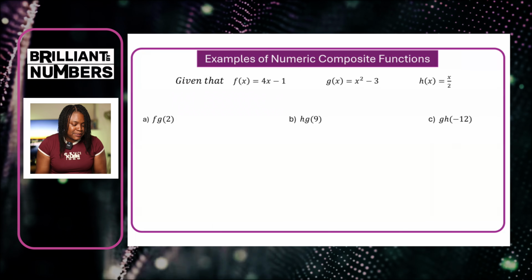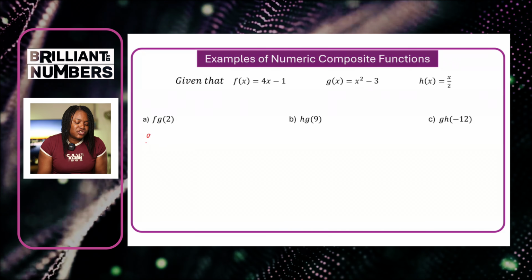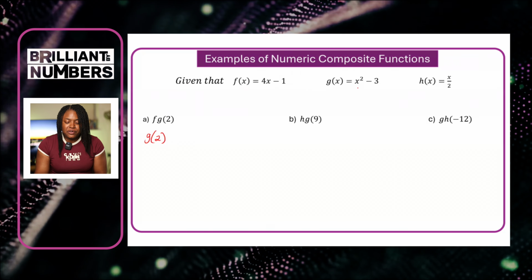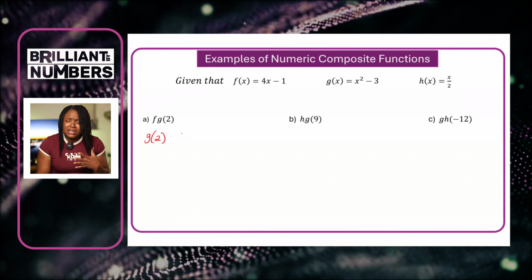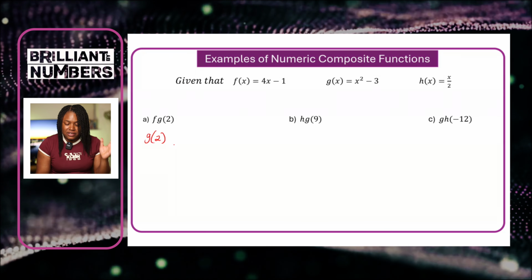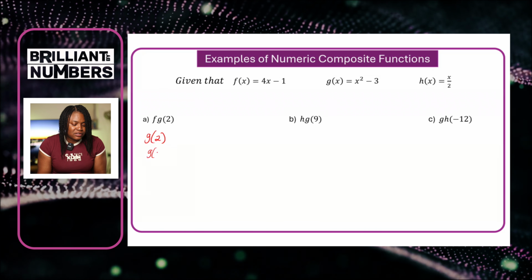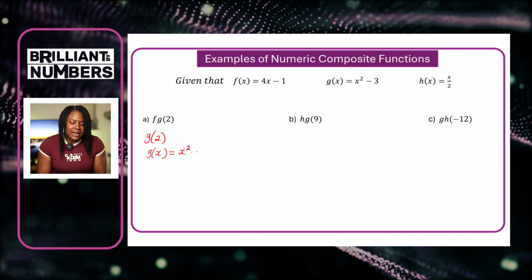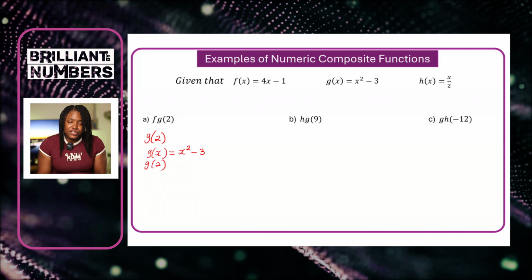So let's follow the steps. First of all, I'm going to go ahead and find what is g of 2. We're working with the function g of x, which is x squared minus 3. I always love to write my function out first and then go on to do the solution. So I'm just going to rewrite g of x here first. So g of x is equal to x squared minus 3. Now I can go on to find g of 2.